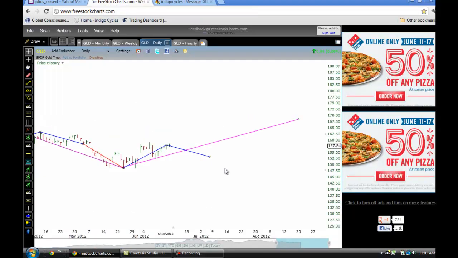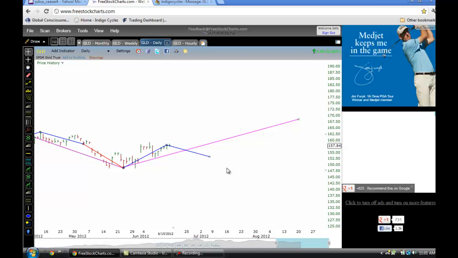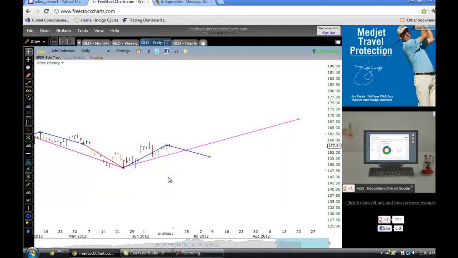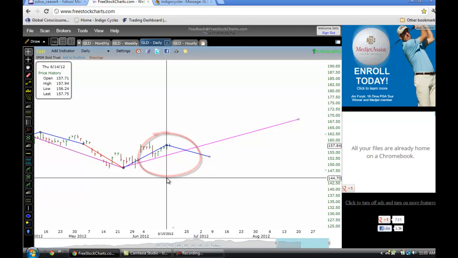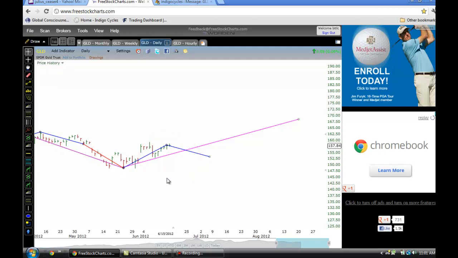So, here we have the original GLD chart that I'd done, that I'd used for that posting. I did not post this chart. I just had made the money call. So looking at what I said, June 14th will be at 158.40. So what we have here is the high hitting 157.94. Now originally I thought, well, that's pretty good. That's within 50 cents of the price call.